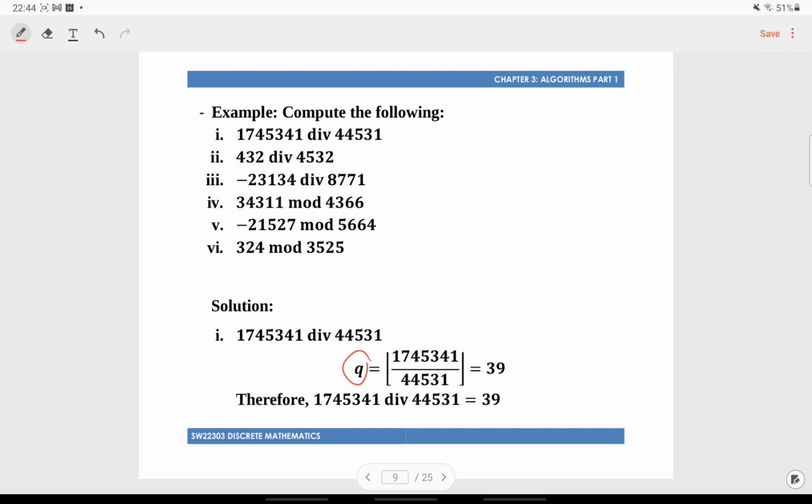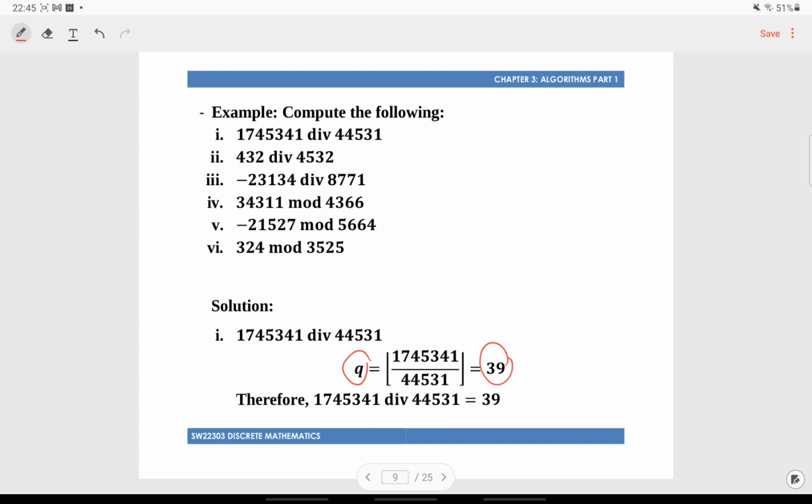When you press a calculator and divide 1745341 by 44531, the outcome is 39 point something, right? So 39, which is the number before the decimal point, is the value for the quotient. If we remove the value for the quotient, the remaining value is 0 point something, right? So the 0 point something is r over d, because r over d lies between 0 and 1.